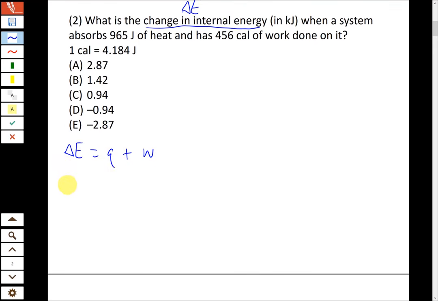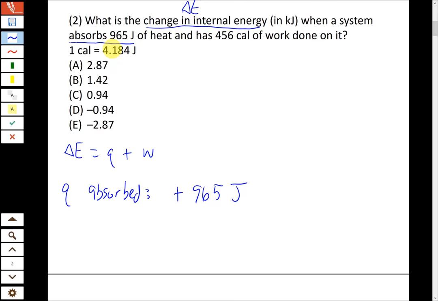So the first thing we have is the heat term here, Q. And we're told in the problem that the system absorbs this much heat. So whenever heat is absorbed, what does that mean about the sign? Is it positive or negative? Positive, that's great. So it's going to be plus 965 joules. Absorbing 965 means that Q is plus 965.